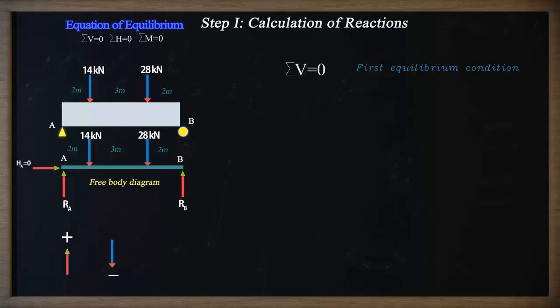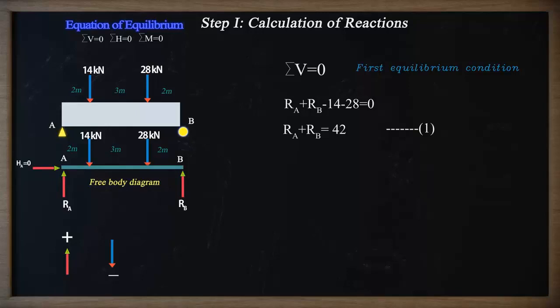Now we'll apply the first equilibrium condition, that is, sum of all vertical forces equals 0. So we'll get Ra plus Rb minus 14 minus 28 equals 0. Ra and Rb both are going upward, so they are positive, and external forces 14 kN and 28 kN both are going downward. Hence both are negative in this equation. Now rearrange this equation and we'll have Ra plus Rb equals 42. Let's call this equation number 1.